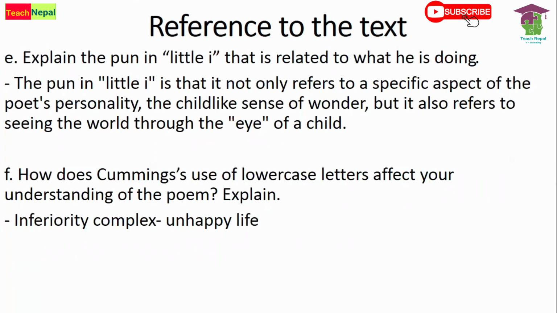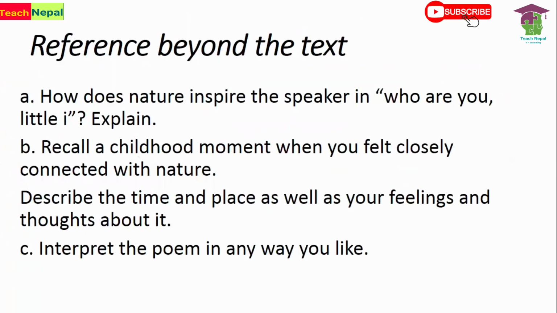Why has the poet written little I in the lower form? That is inferiority complex, or that's unhappy life. He wants to show himself as an inferior person, not superior. Okay. Reference view in the text. You can do this on your own because it's somehow critical creative writing. These type of questions might be asked for long answer. So here you have to recall your past memory and interpret the poem on your own. After watching the video, I think you can do the things on your own.